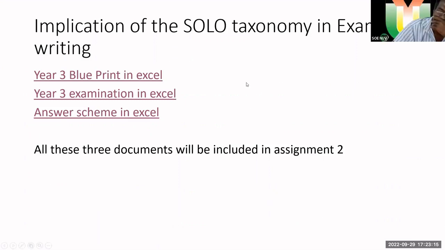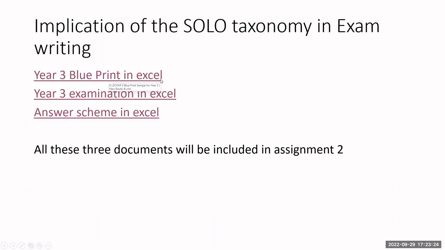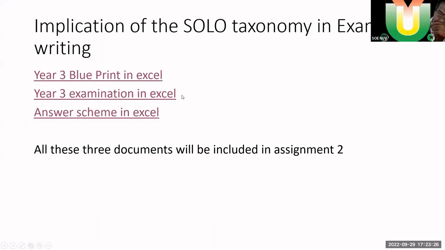Okay, lastly, you want them in assignment review number 2. You got 3 documents: the blueprint, the examination paper, and the answer scheme. So, make up assignment 2. To make it easy, you can copy it on top in Excel.